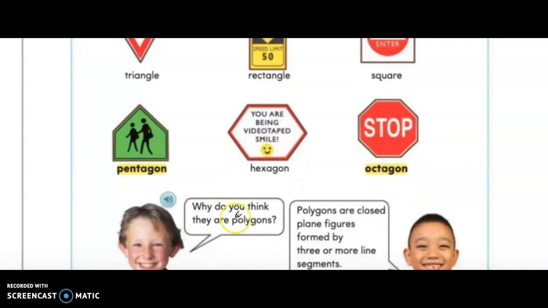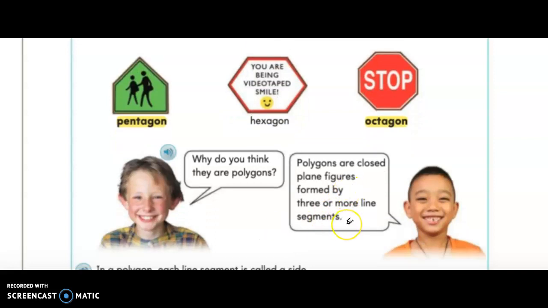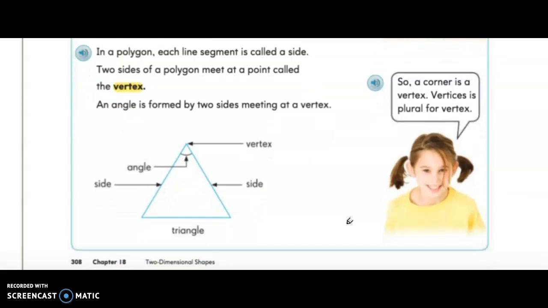So thinking about why these are all polygons. They're closed figures, they have straight lines, they have these corners that create that vertex. There's no extra lines, and they all have 3 or more line segments. Now, in a polygon, each line segment is called a side. 2 sides of a polygon meet at a point called the vertex, okay?